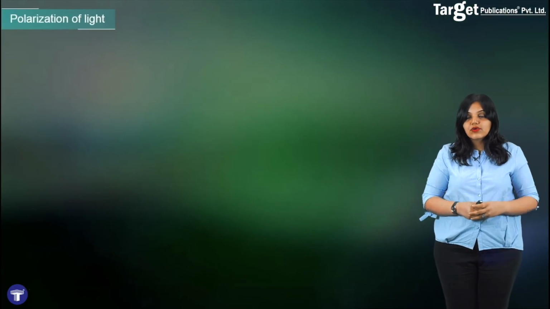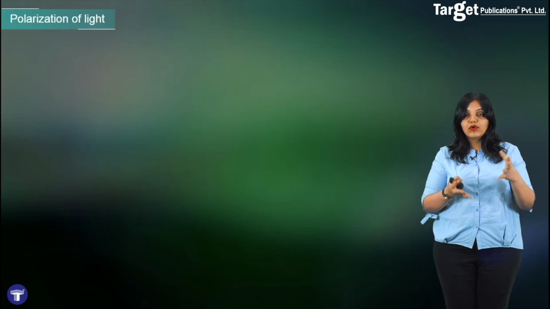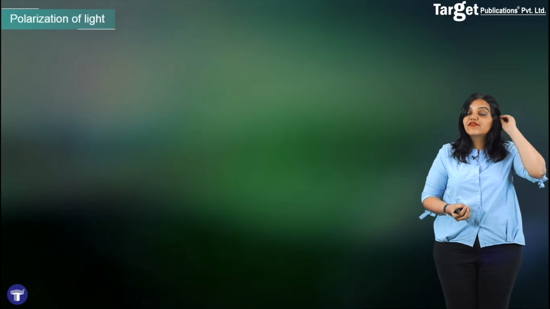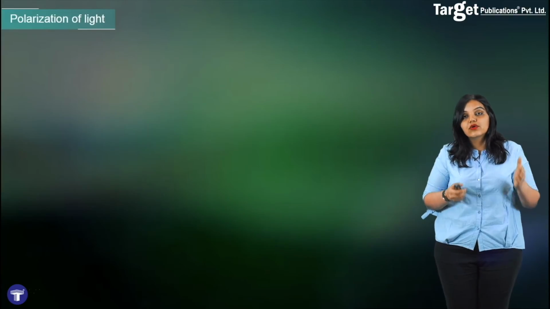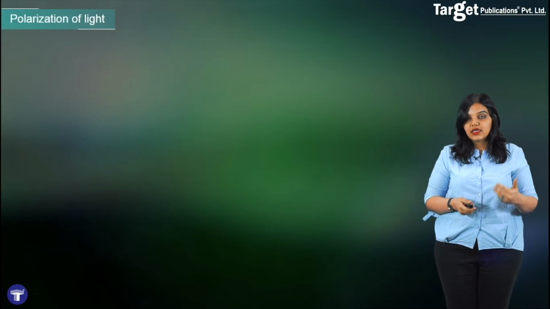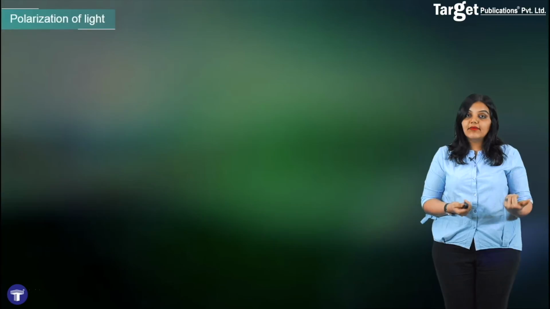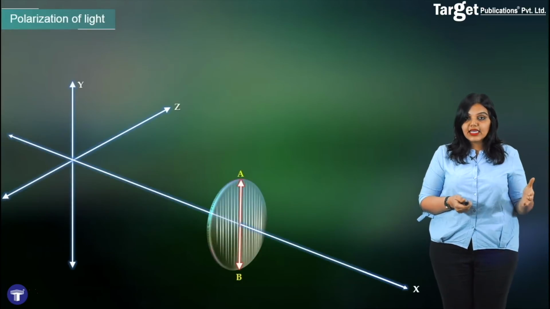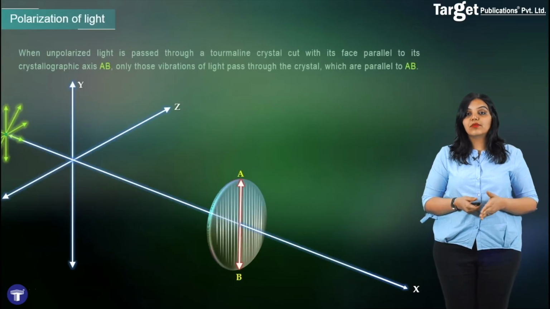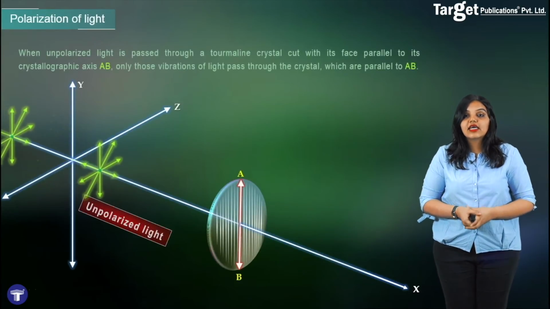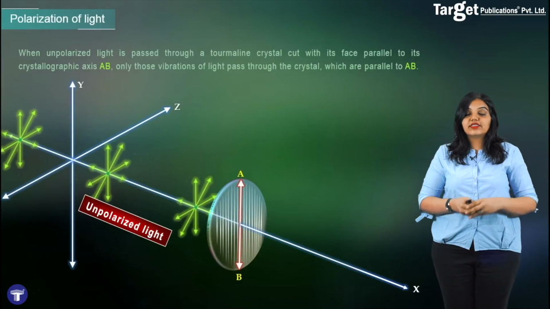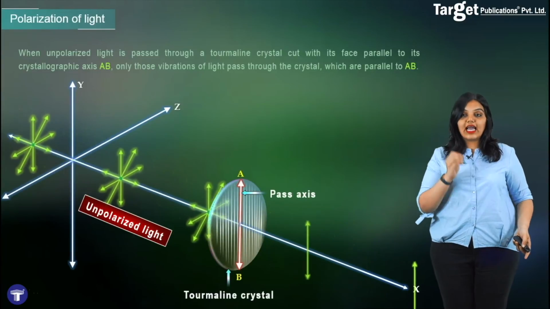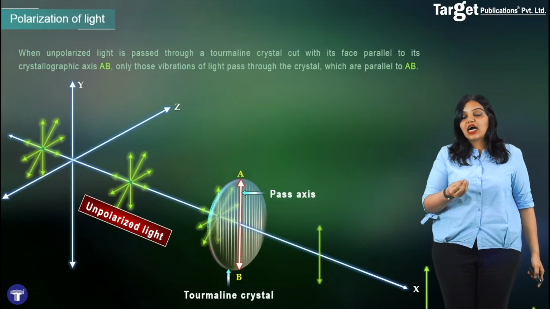So if natural sources of light usually contain unpolarized light waves, how does one even obtain polarized light in the first place? To do this, we use what are known as polarizers. A tourmaline crystal is an example of a polarizer. When incident light, which is unpolarized, is made to pass through a tourmaline crystal, we see that only those vibrations of light pass through the crystal which are parallel to its crystallographic axis, also known as the pass axis.